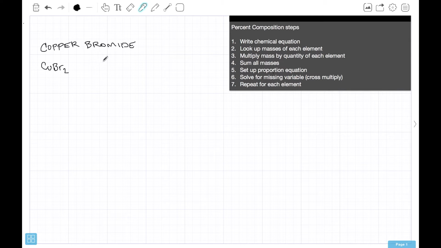Step two says look up the masses of each element. So for copper, you have 63.546 grams per mole. And for bromide, you have 79.904 grams per mole.